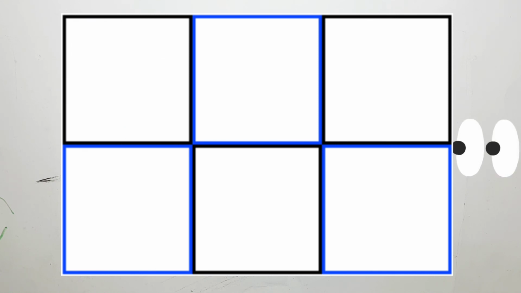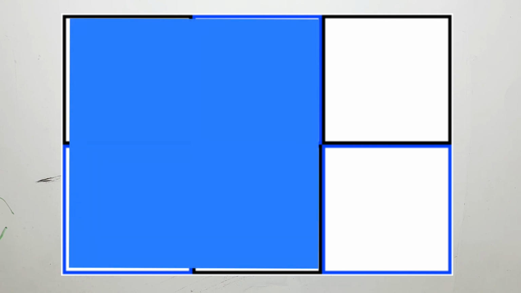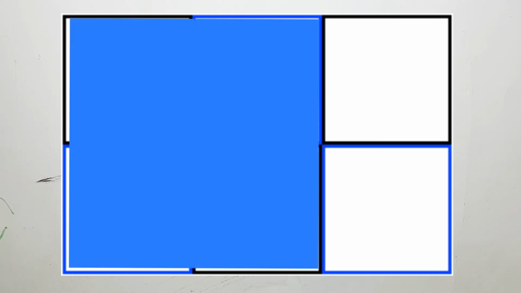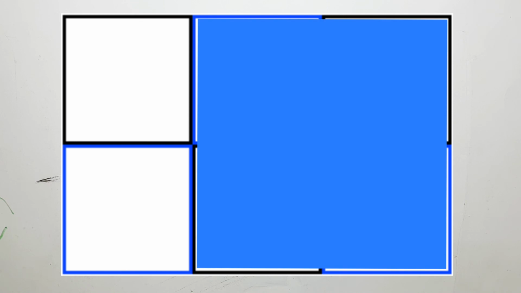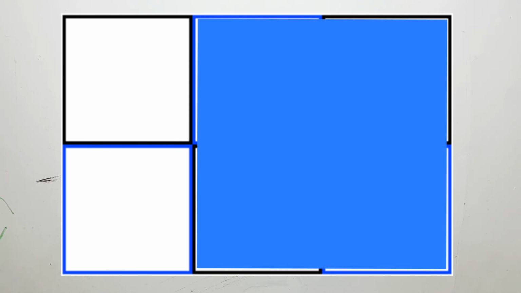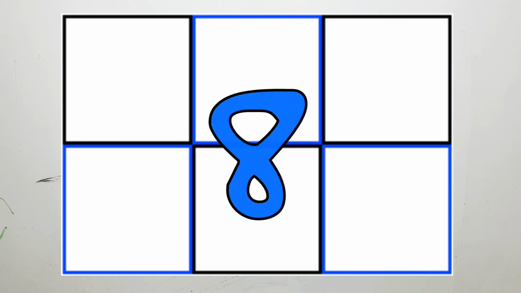But wait a minute. How about here? If I put these 4 squares together, they make a bigger square. So that would make 7. And these 4 squares over here, if I put them together, they also make a bigger square. So that would make 8. There are 8 squares in total hiding inside of this big rectangle.